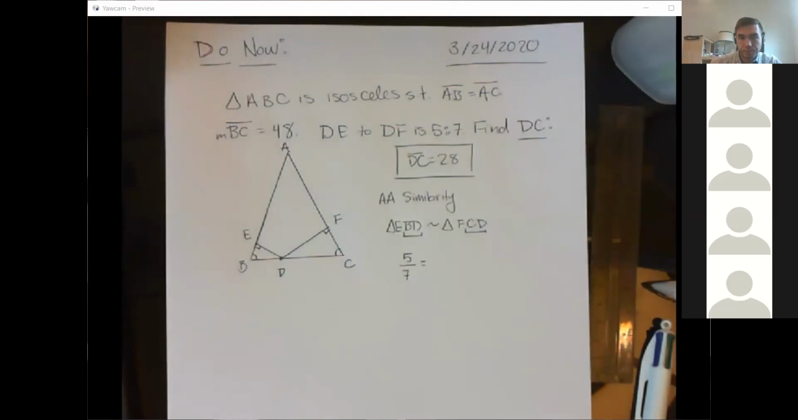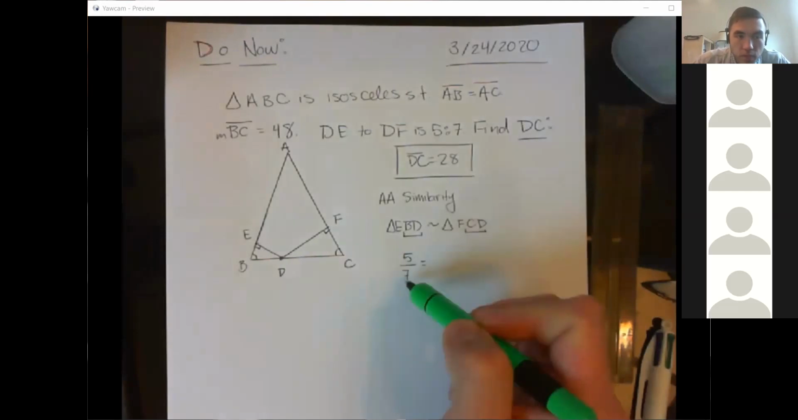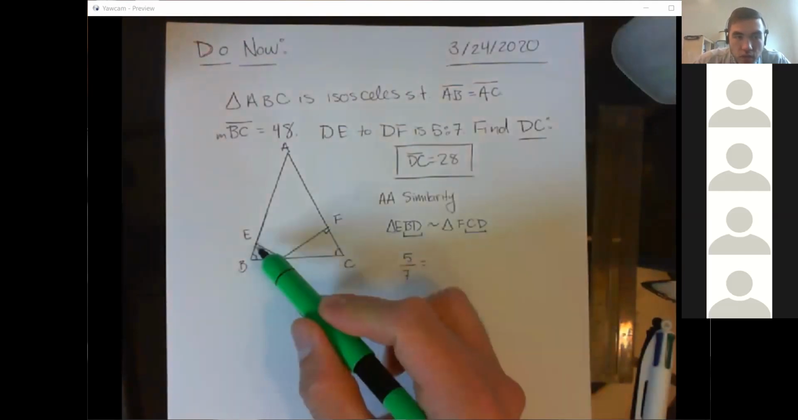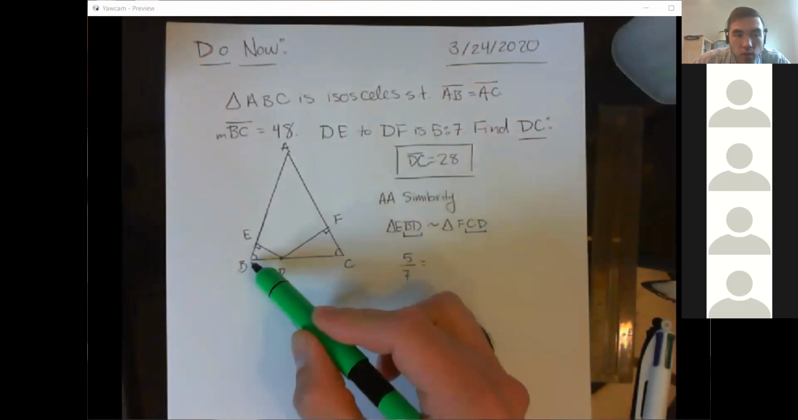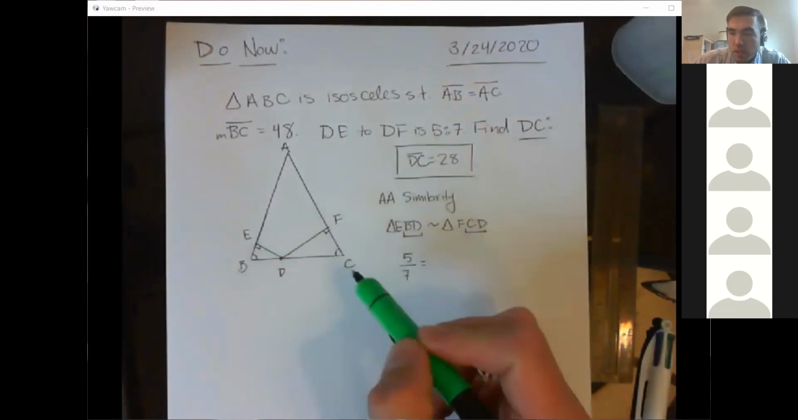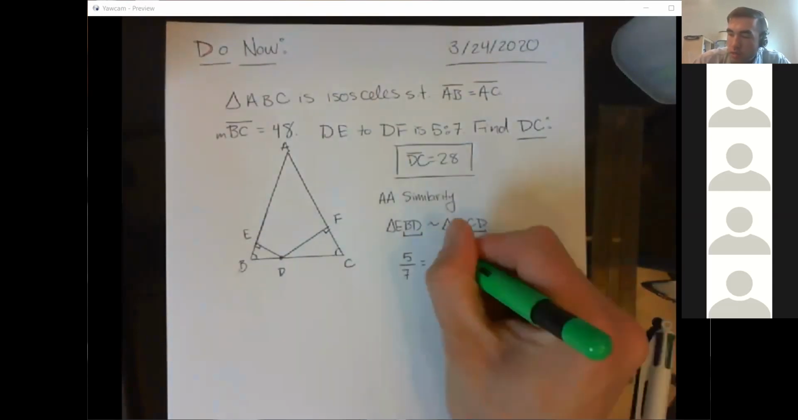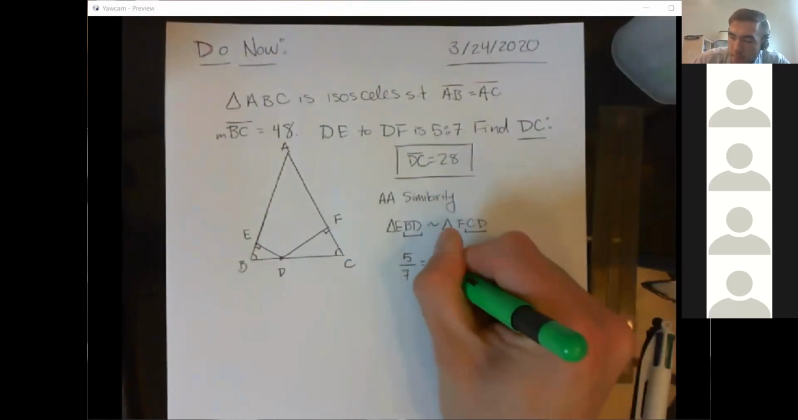BD over DC. So if short divided by big is going to be 5 divided by 7, then that means the other lengths that we are playing with, BD divided by DC, would have to give us the same ratio. So that's BD divided by DC.